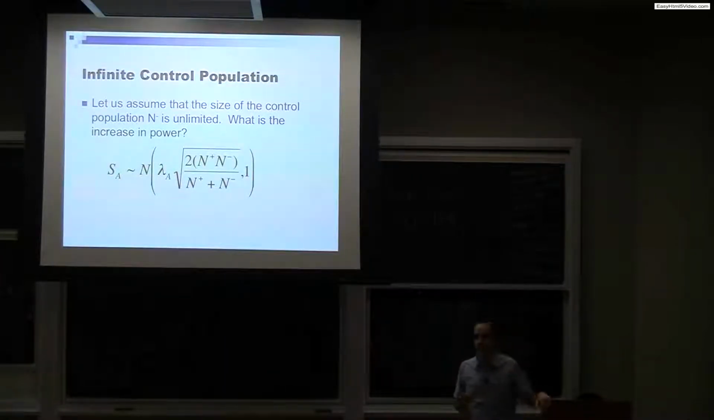Basically, if I'm comparing a balanced case control where I have the same number of cases and controls, how much bigger would a balanced case control study need to be to be the same as having an infinite number of controls? Is having an infinite number of controls the same as having an infinite number of cases and controls? Or what's the trade-off? That really comes from this equation.